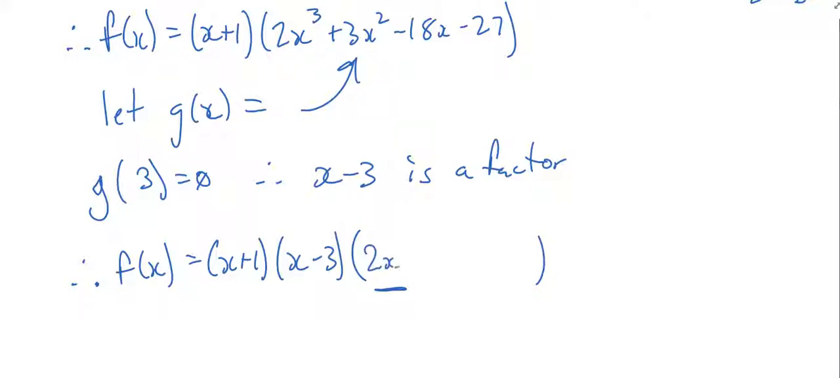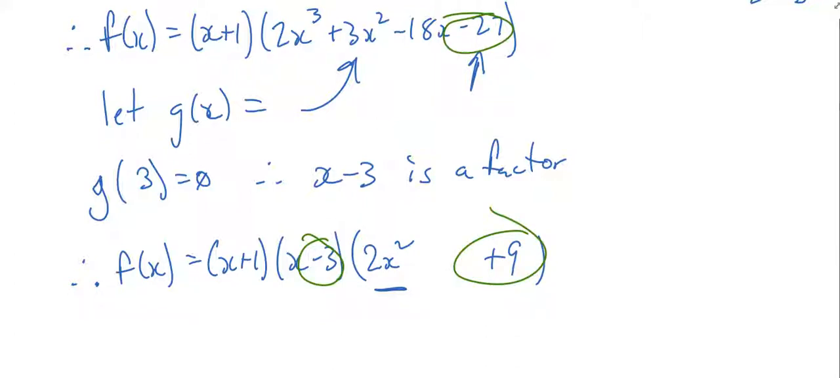Doesn't it have to? If you missed that, because this times this is going to have to give me that, right? Okay. What's the last term going to be? How'd you get that? Negative 27. I've got negative 27 here. Positive 9, right? Very good. Do you see how that works? Plus 9 for the same reason, because this times this has to give me that. Yes? So I can find 2/3 of the last one very easily.